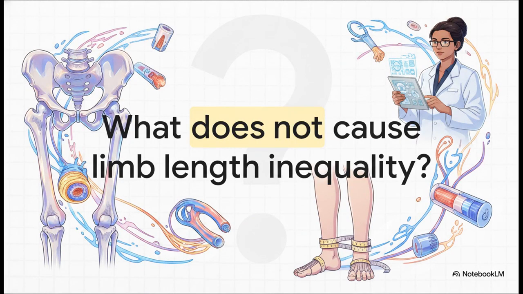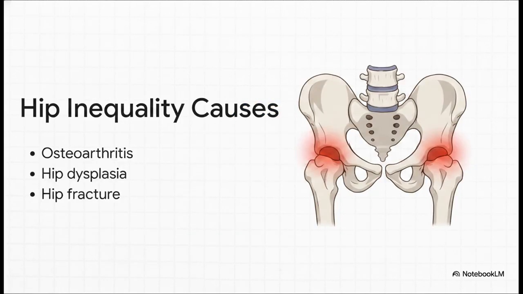All of the following are causes of limb length inequality in the hip except. Your options are A, rheumatoid arthritis, B, osteoarthritis, C, hip dysplasia, D, hip fracture, or E, hip dislocation. The correct choice is A, rheumatoid arthritis.